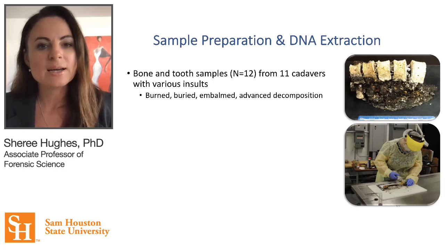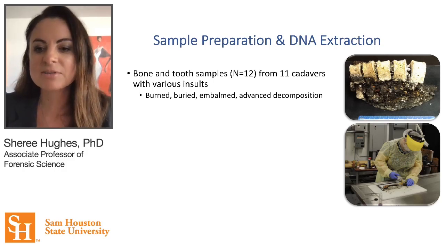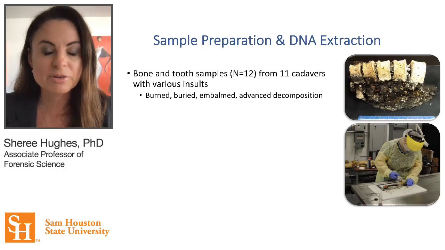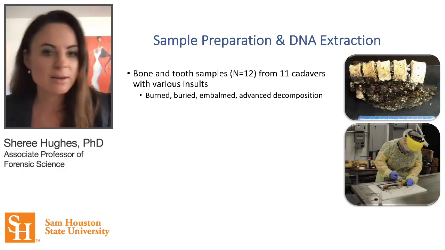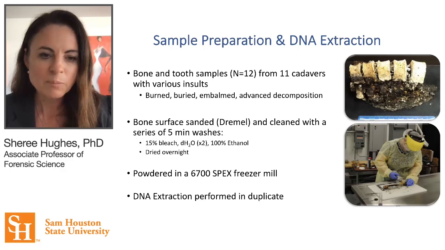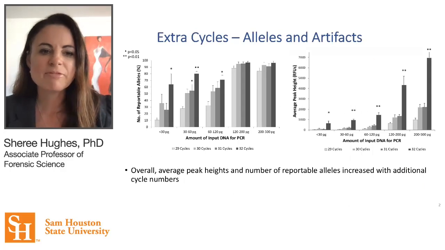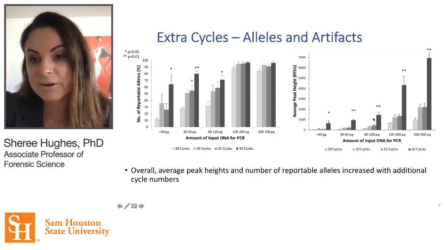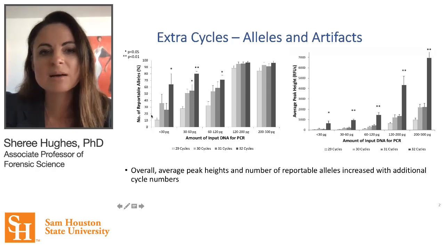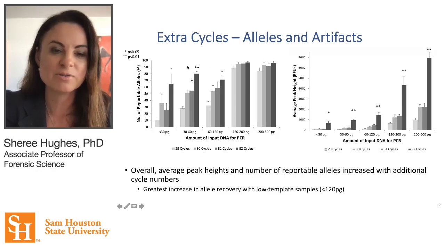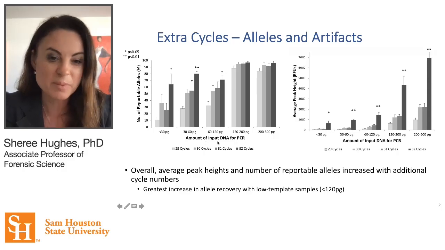So we took about 12 bone and tooth samples from cadavers that had been subjected to a lot of different environmental insults, such as burial, burning, embalming, decomp, etc. We processed these in our stock standard method. We powdered these bones, and then we performed extraction in duplicate. So what we found, not surprisingly, is that peak heights did increase as the cycle numbers increased, and also the number of reportable alleles increased with additional cycles. But the greatest increase was observed under 120 or so picograms, which we would expect.